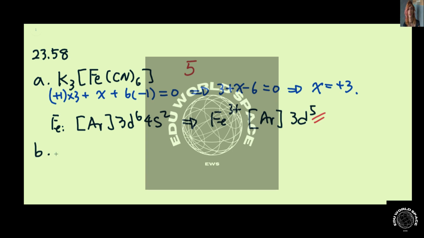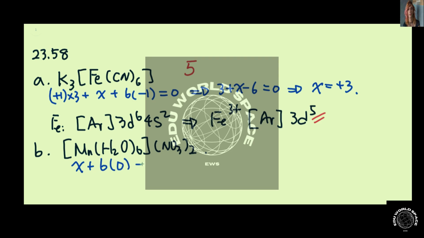All right, question B. We have the structure of [Mn(H2O)6](NO3)2. Alright, so for this complex, we also assume that the oxidation state for the metal is X. 6 times the oxidation state of water, which is 0, plus 2 times the oxidation state for NO3, which is negative 1, equal to 0. So we have X minus 2 equal to 0. So X is equal to positive 2.